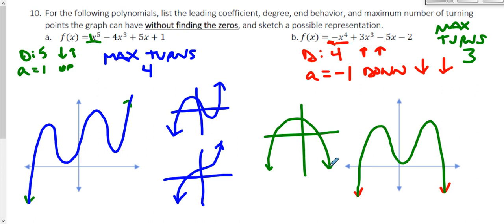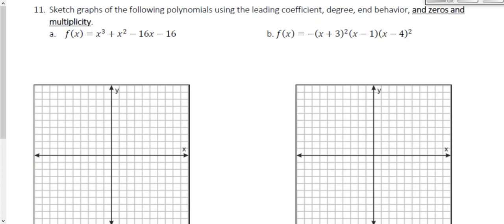All right, let's get to real graphing. Good stuff. We're going to go to question 11. This is going to use what we now know about degree, leading coefficient, and end behavior, and it's going to incorporate what we know about roots and y-intercepts to find the actual function using its multiplicity as well. So let's see what we can do for number 11a.